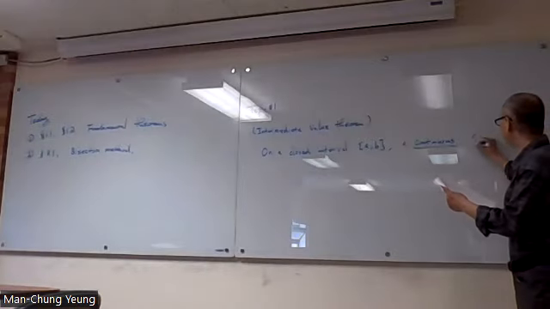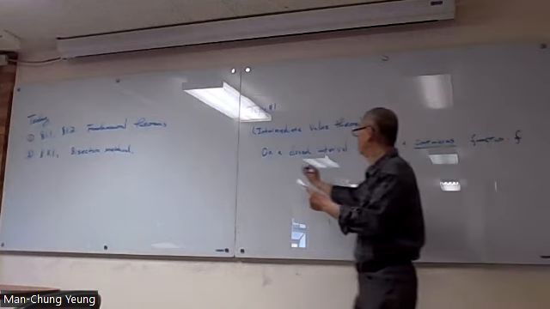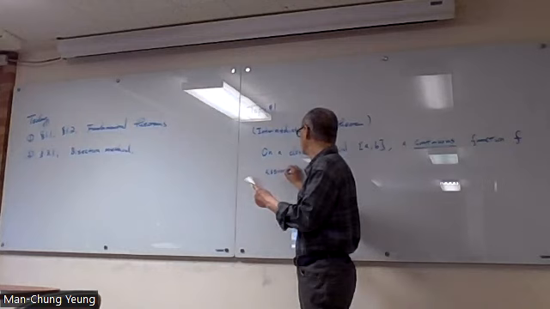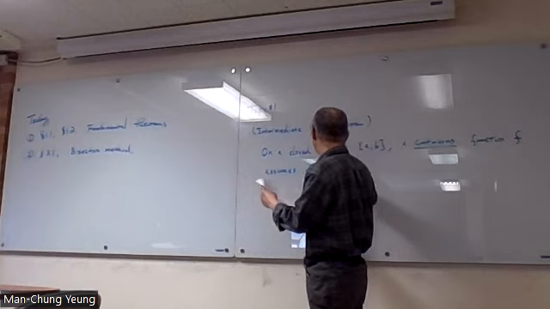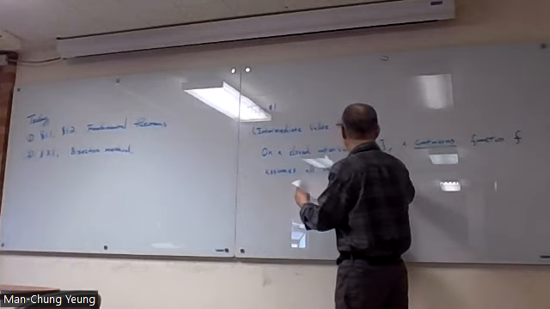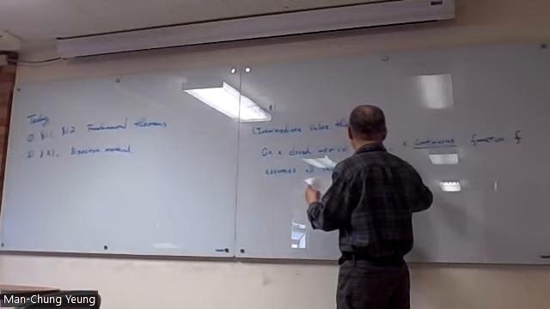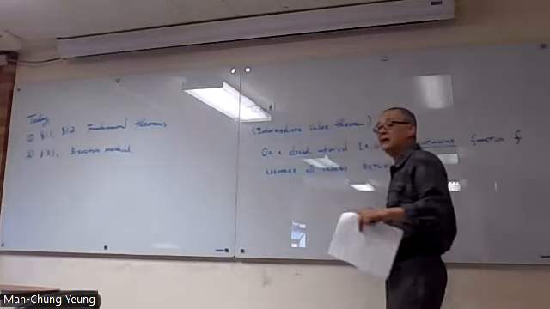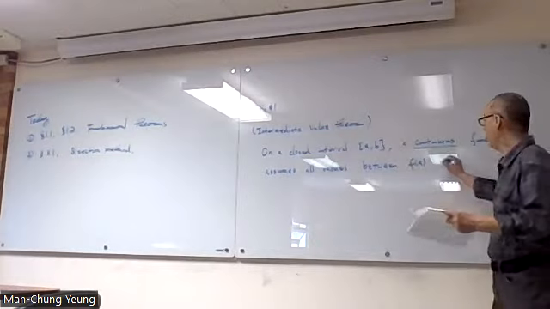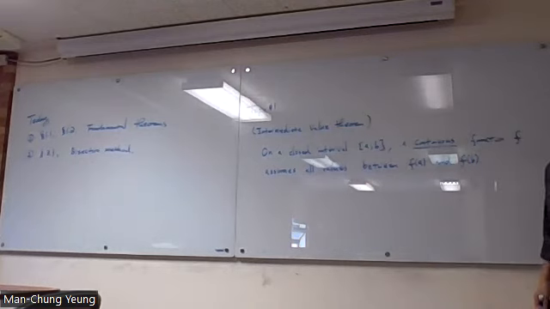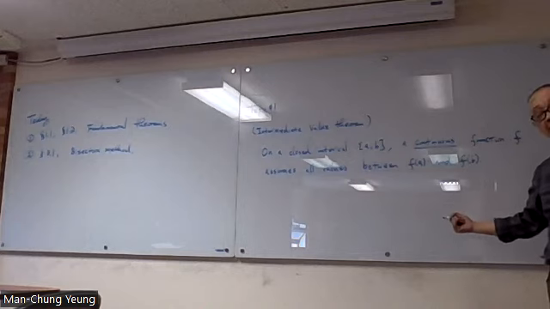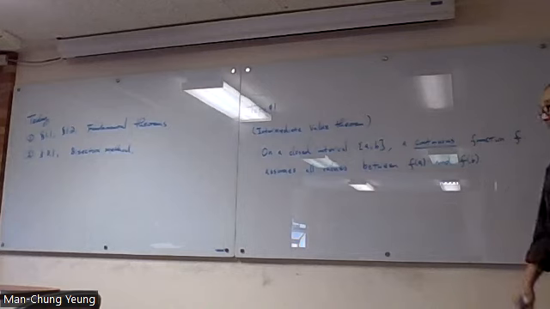A continuous function f assumes all values between the function value at the left endpoint and the function value at the right endpoint. It's easy to understand if you draw a diagram.